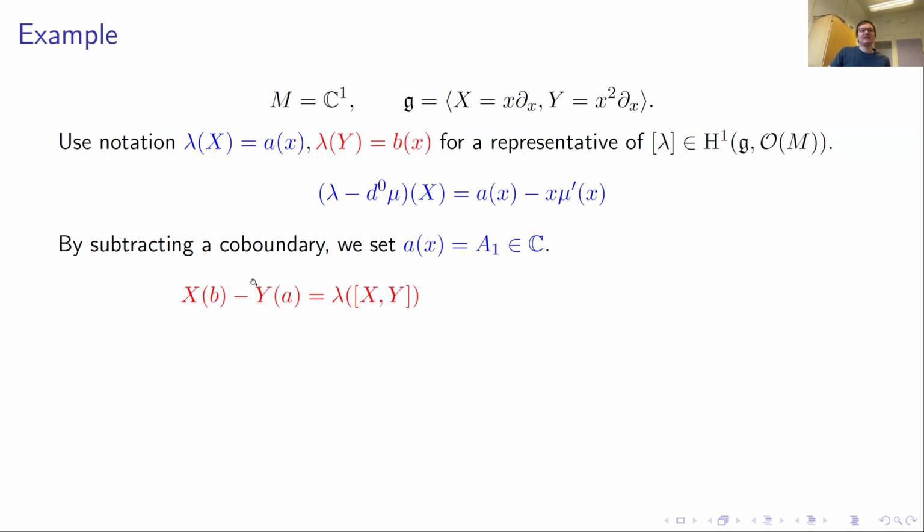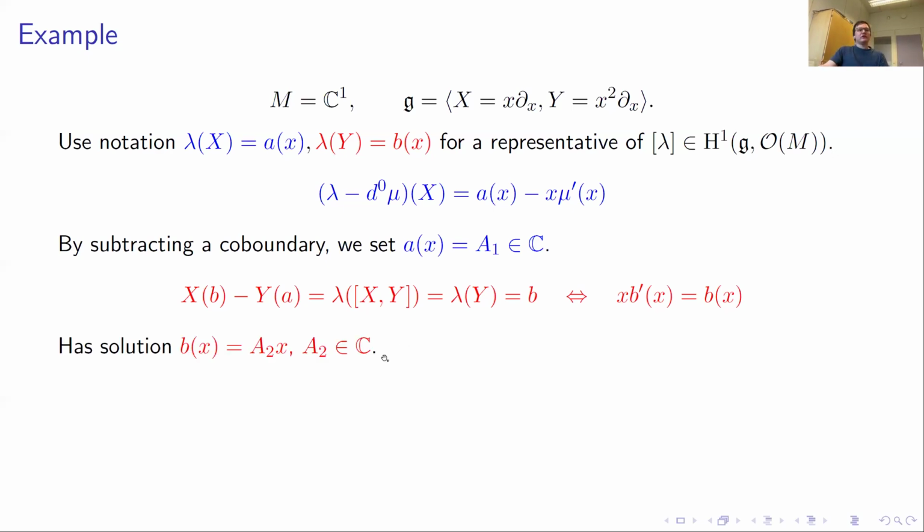When we have done that, we can look at the cocycle condition. That's this. Well, the commutator of x and y is just y, and lambda of y is by definition B. We also see that y applied to A is 0 because A is constant now. So we get this very simple ODE, easy to solve, and we get this solution here. It's given in terms of another constant. So we have two constants that parameterize the lambdas. So the result is that this Chevalley-Eilenberg cohomology is two-dimensional.